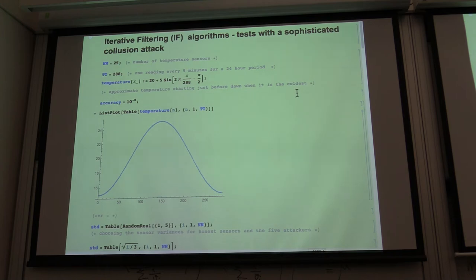So here we have a bunch of sensors that measure temperature. We have 25 sensors and they measure at 288 time instances. So this is one reading about every 5 minutes during a 24 hour period. This is what the temperature approximately looks like. Around noon you achieve the peak, and around midnight you have the trough.